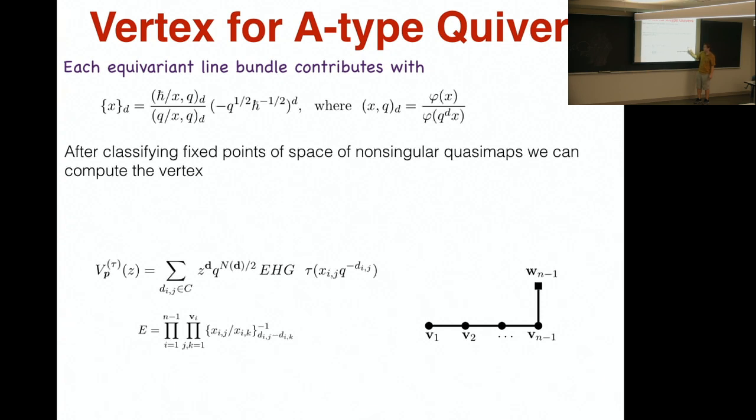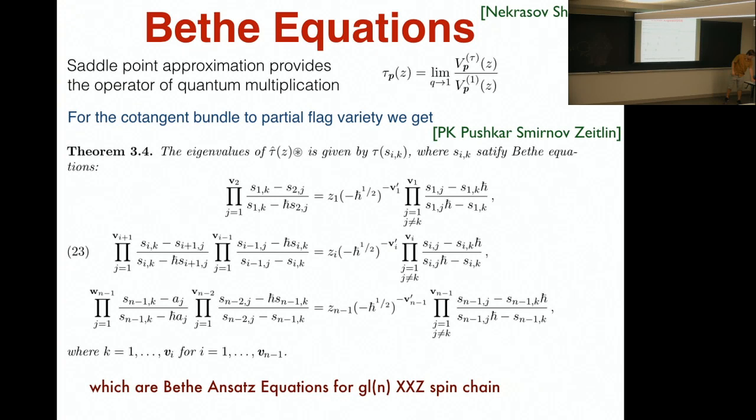In physics language, this is a K-theoretic vortex partition function for the quiver gauge theory, where W corresponds to fundamental hypermultiplets, and Homs from V_i to V_j correspond to bifundamental hypermultiplets. There are three different configurations. So, let's skip this.